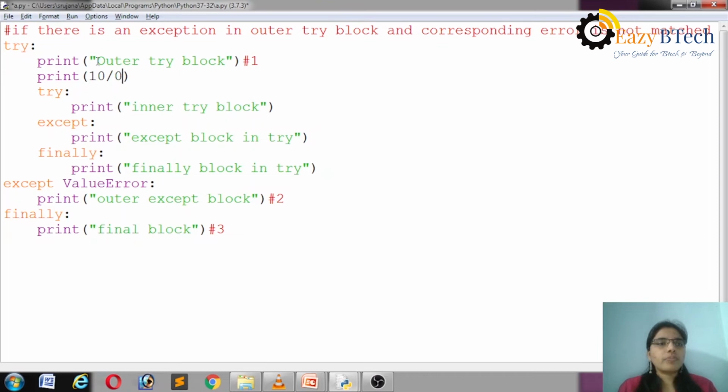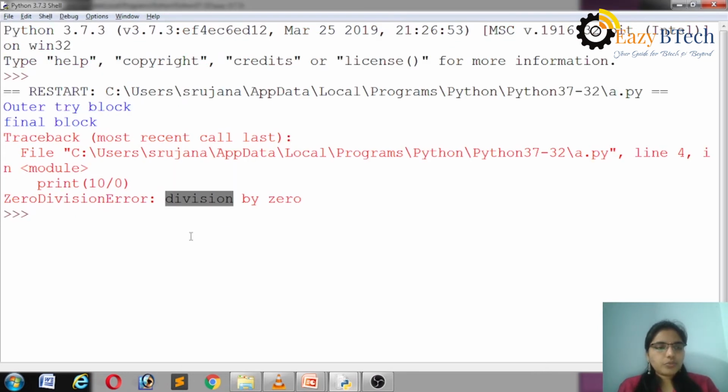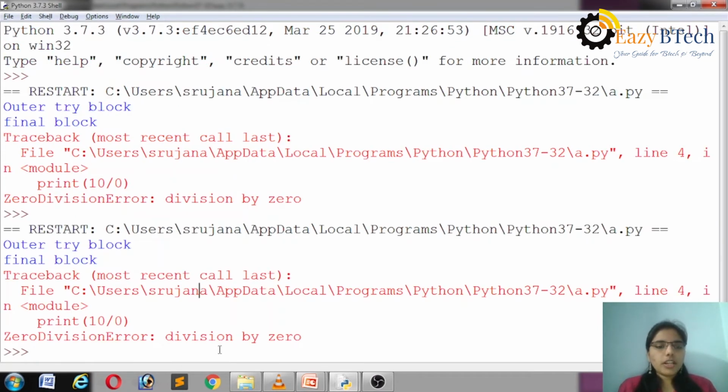First of all, it will print the first statement and the second statement, and then it gets an exception. The corresponding except block is not matched, so we get abnormal termination. Before abnormal termination, it will execute the finally block. Then the answer is outer try block, finally block, zero division error with abnormal termination.